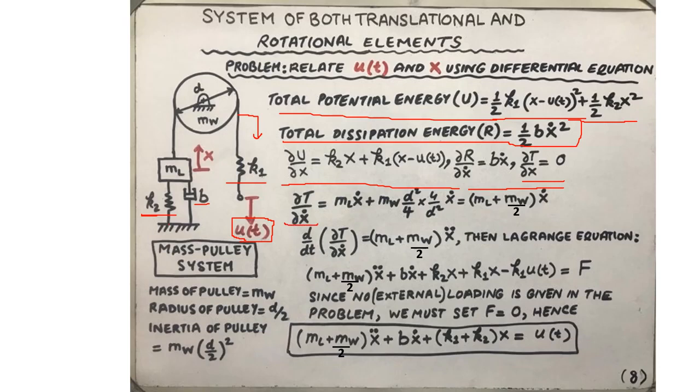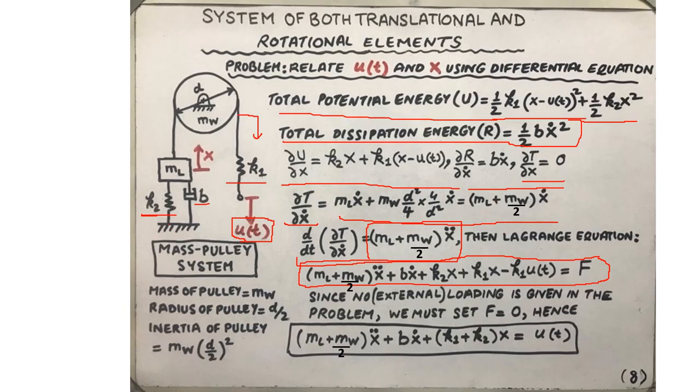So taking the partial derivative of T with respect to x dot gives us (ml plus mw) divided by 2, whole multiplied by x dot. And finally, the time derivative of the partial derivative of kinetic energy with respect to x dot gives us (ml plus mw) divided by 2, whole multiplied by x double dot. And once we have computed these partial derivatives and other terms, we can write down the Lagrange equation of motion.